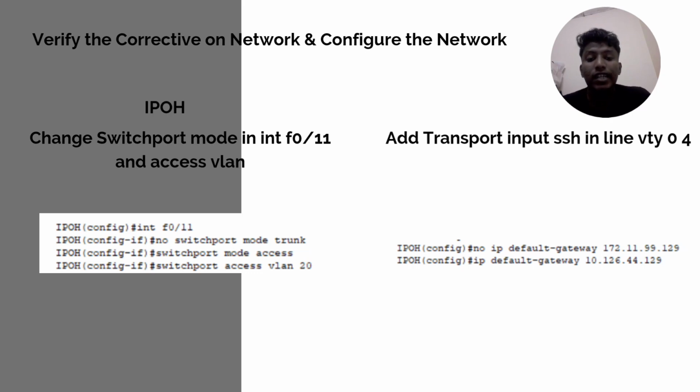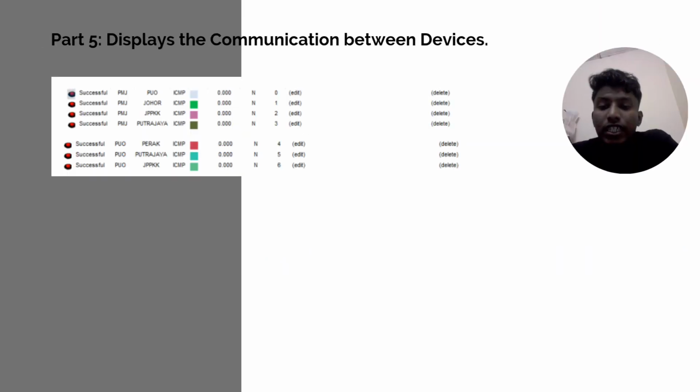And for add transport input SSH line VTY 0 4, no ip default-gateway, which is 172.11.99.129. Then we have to type the ip default-gateway, which is suitable for SSH in line VTY 0 4, with 10.126.44.129.